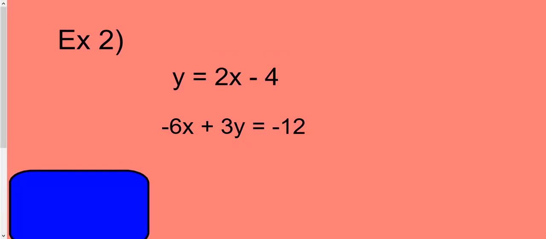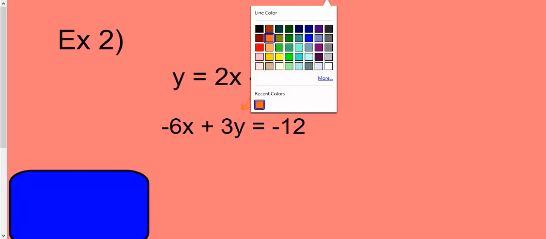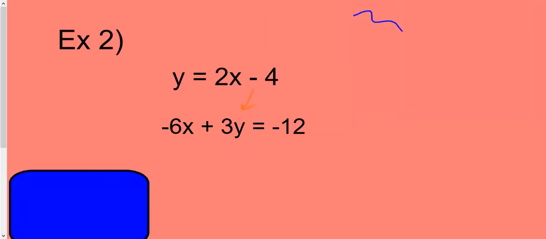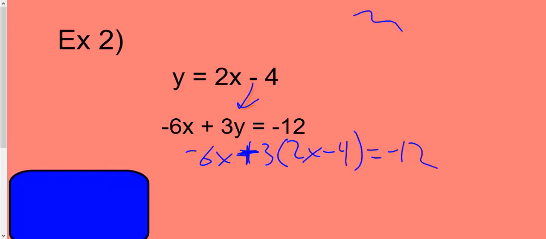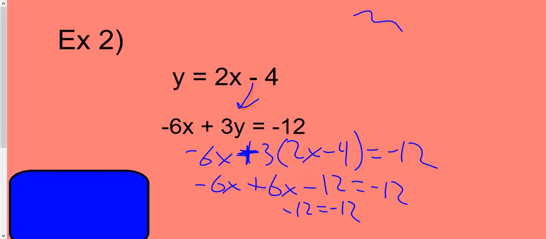This one has a y equals, so I would do a substitution here. Okay, so -6, and then +3. And then here's my substitution part. 2x minus 4 equals -12. Solve this for x. And the x's are going to eliminate or add to 0, so you have -12 equals -12. This one would be many solutions.